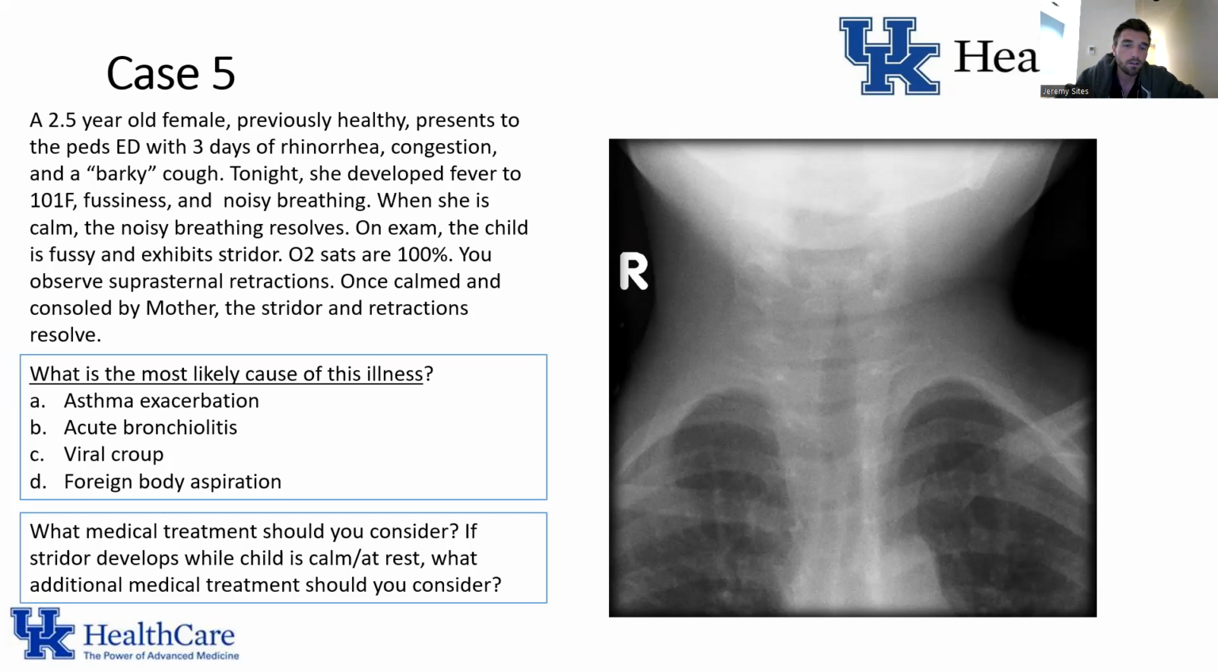However, if stridor develops while the child is calm and at rest, what additional medical treatment should you consider? What I would say here is if they're stridorous at rest and calm, if you're in a clinic setting, you should consider sending this child to an emergency department. And then from there, in the emergency department, I would consider trialing racemic epinephrine, which is an inhaled vasoconstrictor that's going to vasoconstrict the vessels here in this upper airway and help reduce edema in that portion of the airway.